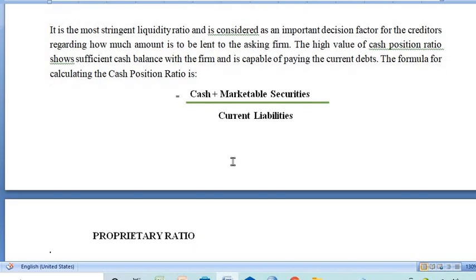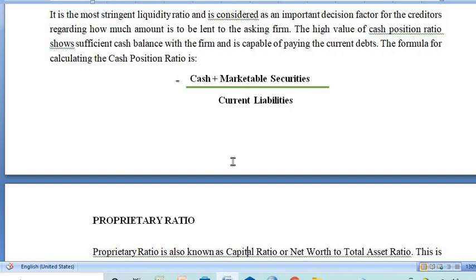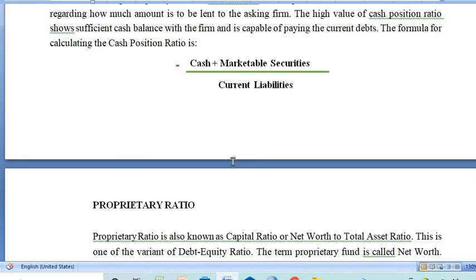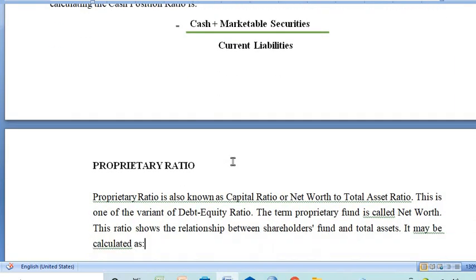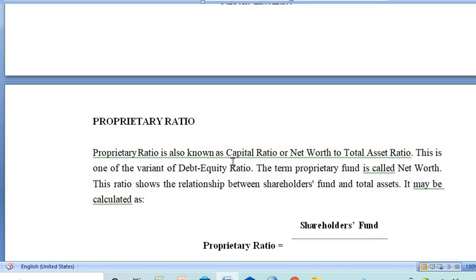Next we are going to discuss the long-term solvency ratio. Under long-term solvency ratio we have three main ratios. One is the proprietary ratio, number two the fixed asset ratio, and number three the debt equity ratio. First we'll see what the proprietary ratio is.